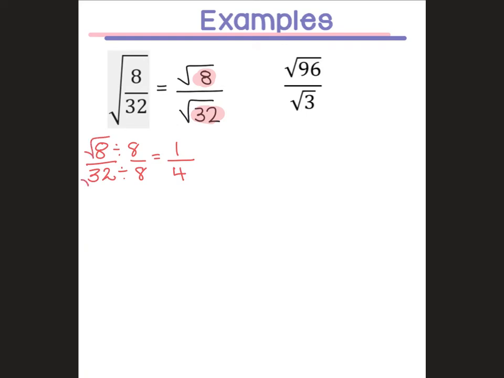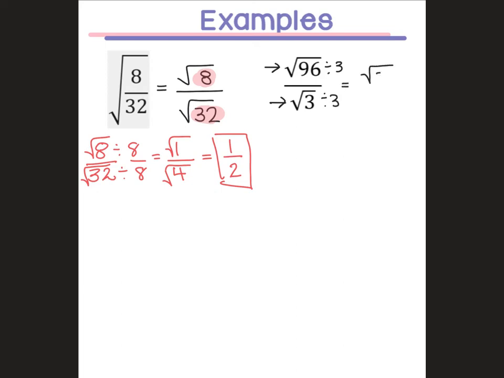If there are square roots, the same thing can be done. Square root of 1 is just 1. Square root of 4 is 2. So this really simplifies to be 1/2. For example number 2, same thing. It's already written as 2 separate square roots, so we're okay there. Next, I would want to check if I can divide 96 and 3 to simplify. I can divide both by 3.